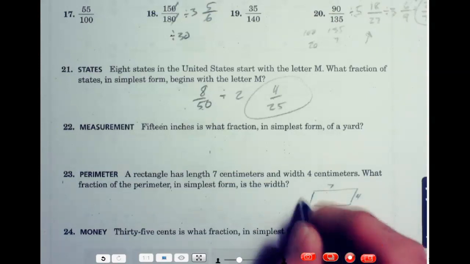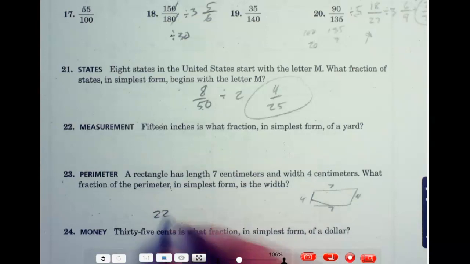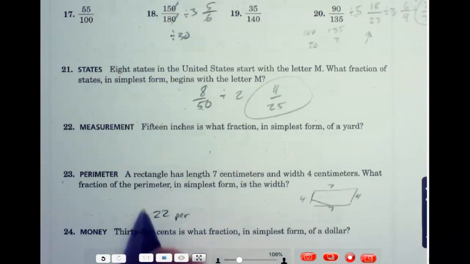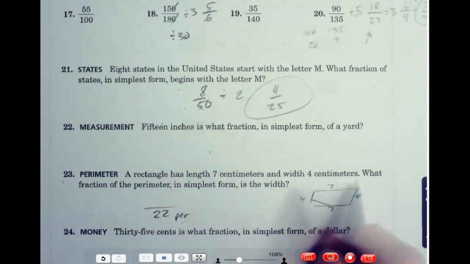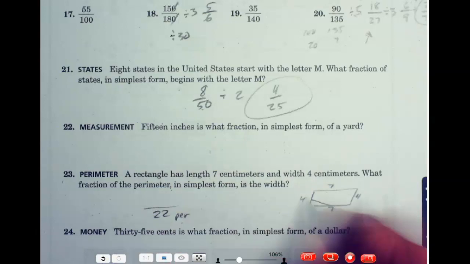Well, this would be the perimeter, right? 7 plus 4 plus 7 plus 4. Well, this is 11 and this is 11. So it's 22 would be the perimeter. And the width, what fraction of the perimeter is the width? Well, the width is going to be 4 plus 4. That's 8.